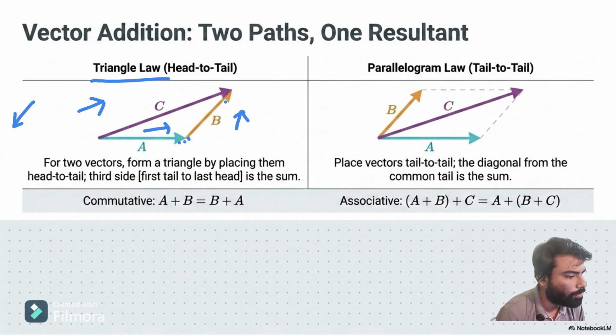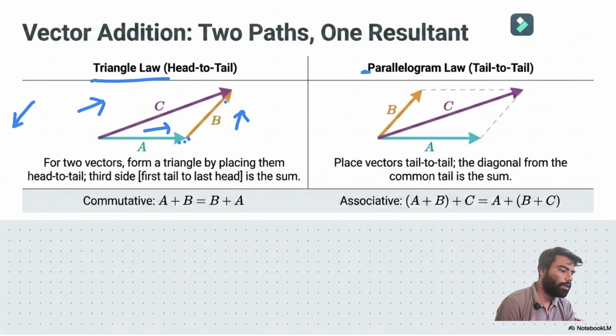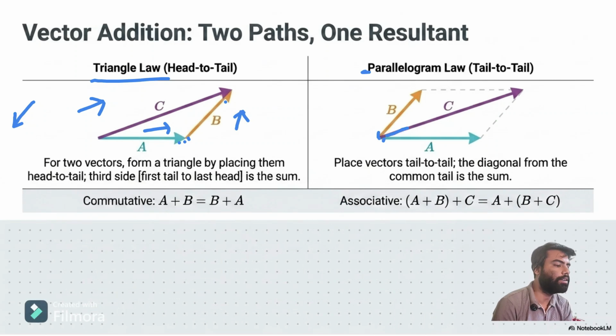Now, in another way we can find the vector addition, which is called the parallelogram law. Here we add the vectors tail to tail. The tail of A and the tail of B are joined, and we find the resultant. What is the resultant? The diagonal is the resultant. A is along this side, B along this side, and the direction is that side.